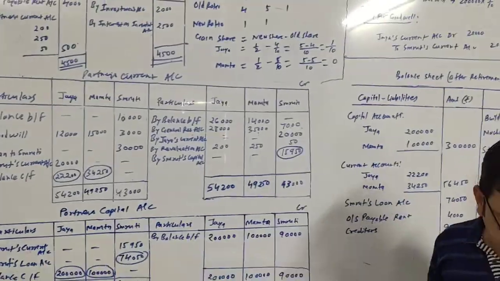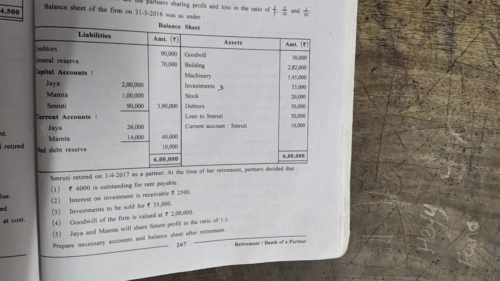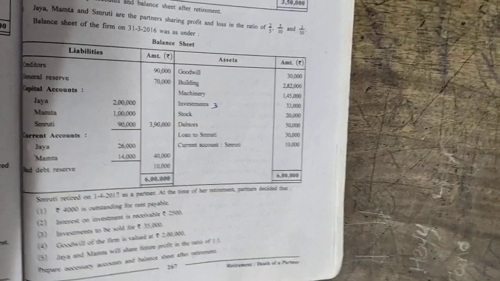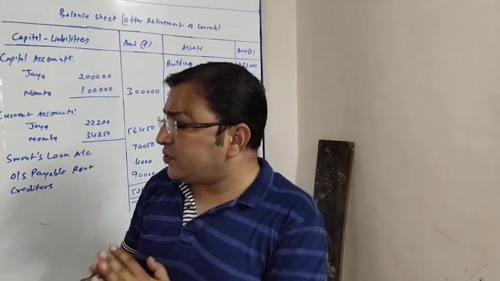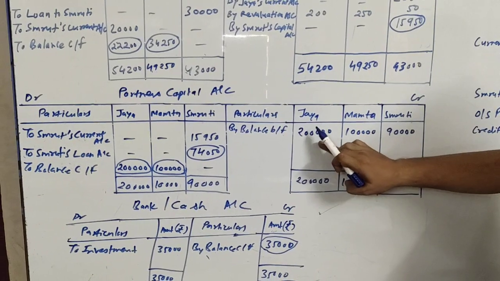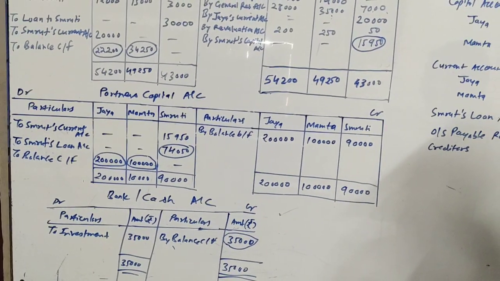Okay. Next item. Now capital accounts. Capital accounts are given as 2 lakh, 1 lakh and 90,000 respectively. So capital will be recorded in the capital account. So here it is, partners' capital account, credit side, by balance brought forward 2 lakh, 1 lakh and 90,000. Okay, let's see the next item.